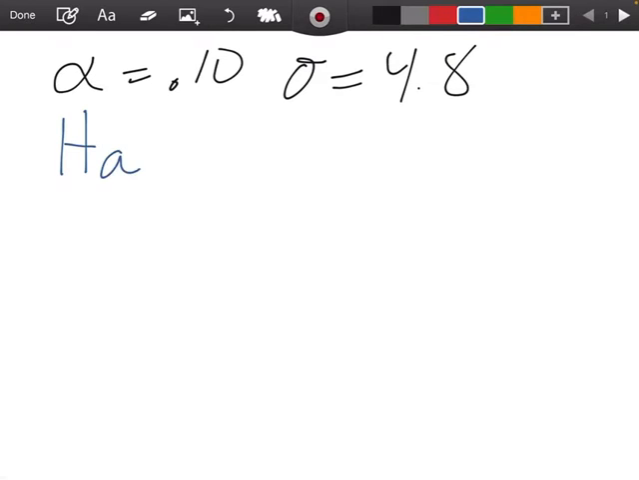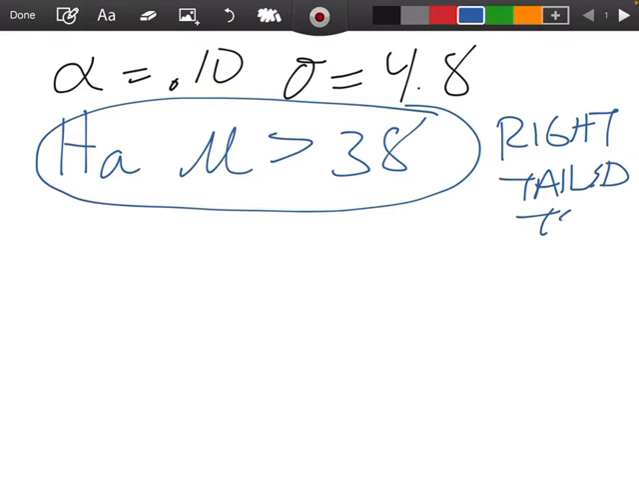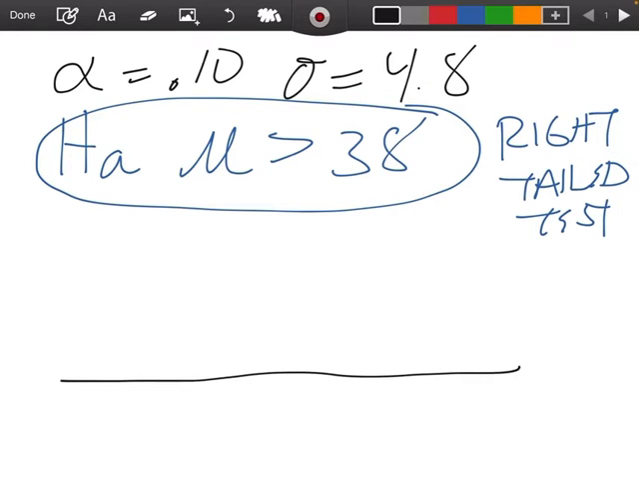And the way when we're finding our critical value, the one thing that we have to look at is our Ha, right? And our Ha usually says something like, I'm going to make this up, suppose mu is greater than, again, it's not really important, but I'm going to say 38, okay? So when I'm looking at my Ha, this is going to be a right-tailed test, okay? So let me explain what that means.